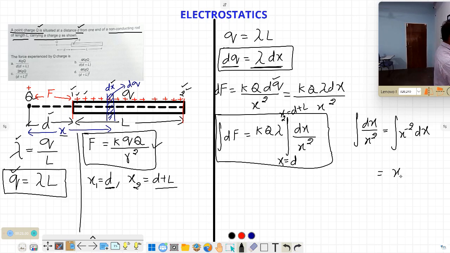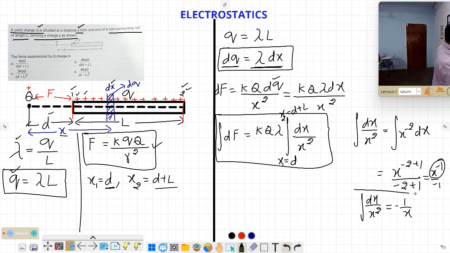So after doing this one, x power minus 2 plus 1 by minus 2 plus 1. So after integration, how much are you going to get? This is x power minus 1 by minus 1. So that minus you can keep in front. That x power minus 1 you can make it the denominator. So this becomes the integral dx by x square formula, which I can write as minus 1 by x.